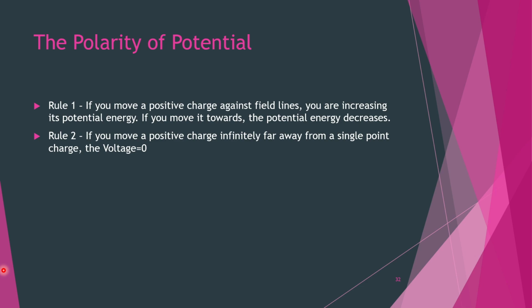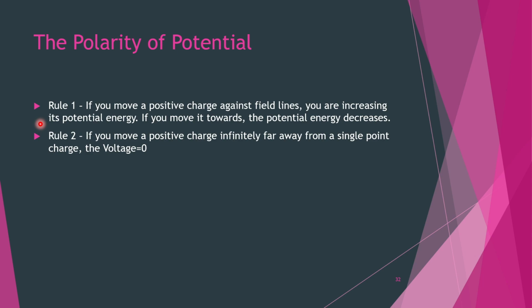And to unpack this concept, there's two really important rules to understand to link concept to the polarity of potential. Now, the first rule here says that if you move a positive charge against field lines, you're increasing its potential energy. And if you move the particle towards the direction of the field lines, the potential energy will decrease.